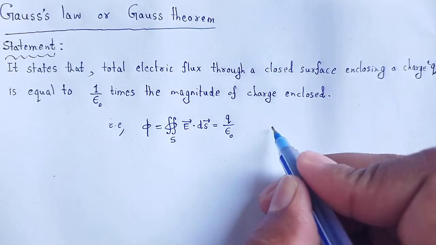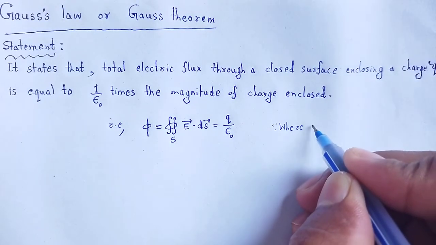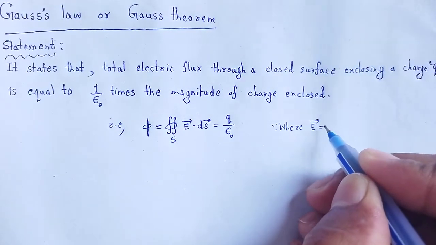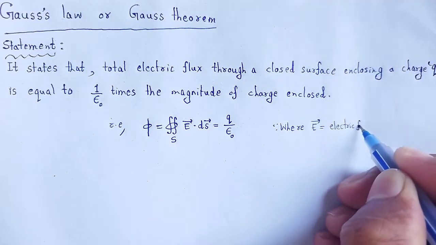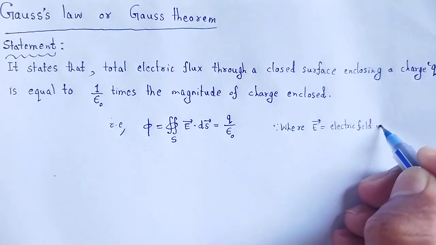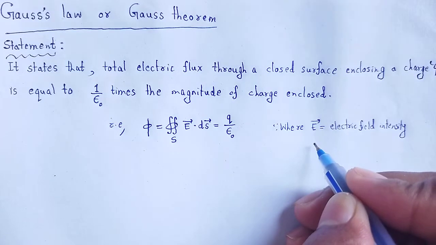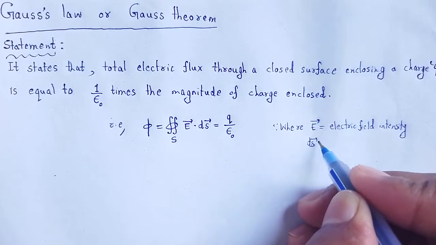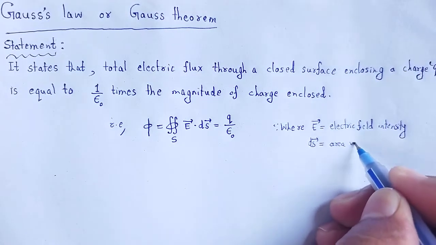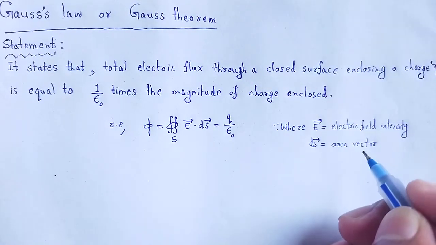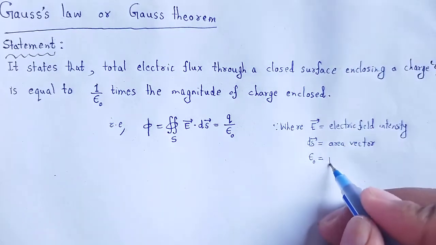Here E is the electric field intensity, ds vector is the area vector, and epsilon naught is the permittivity of free space.